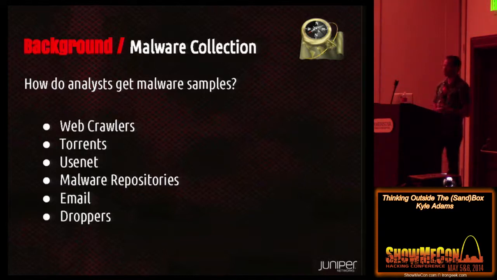You can set up email traps to just catch all the spam and the junk mail coming through, and a lot of them have malware attached. And of course, if you launch a dropper on a machine, the dropper is going to go ahead and pull down more malware onto that system. So you can grab the sample that it pulls down, and that's a new piece of malware you can test.